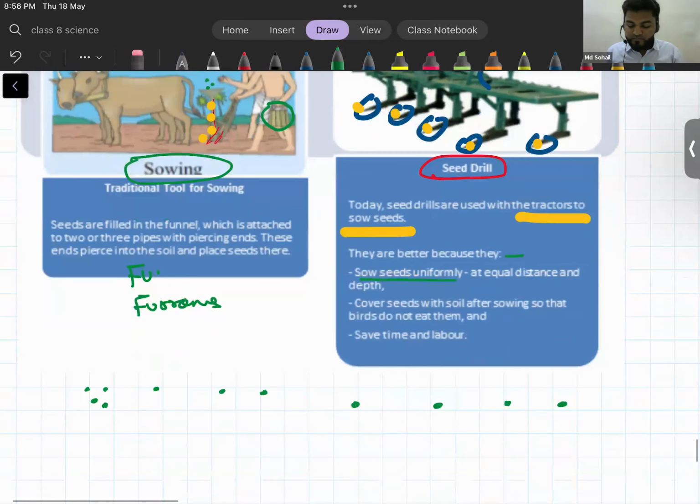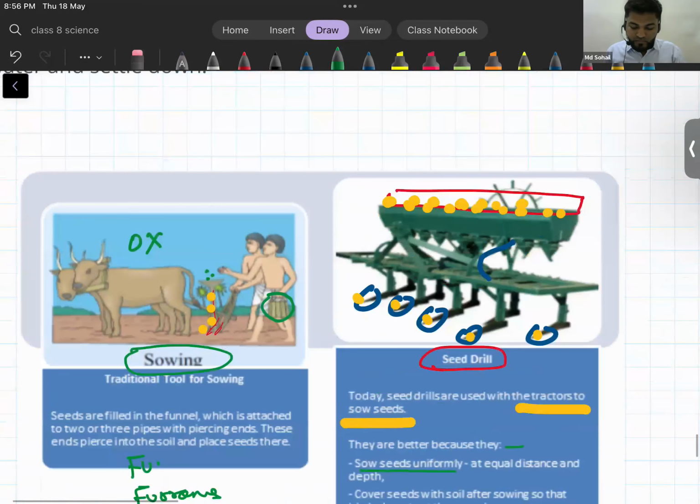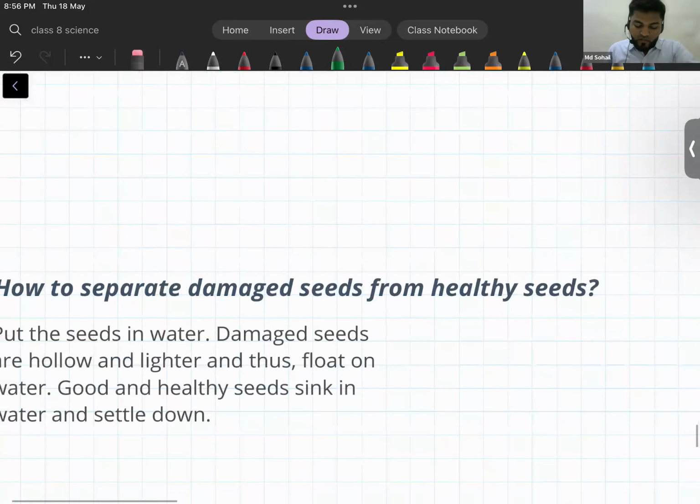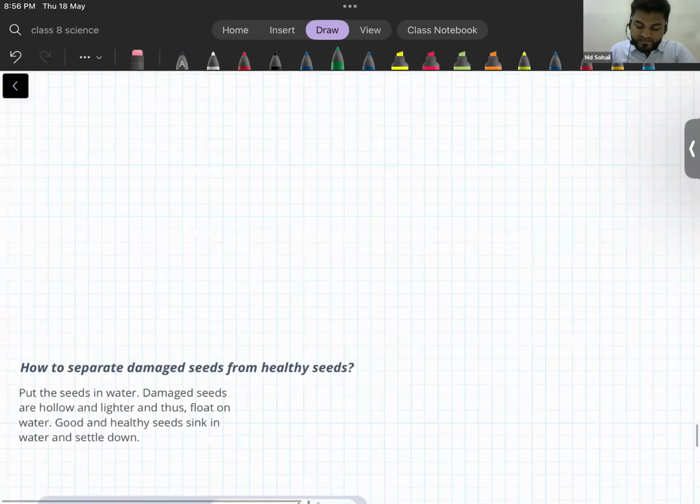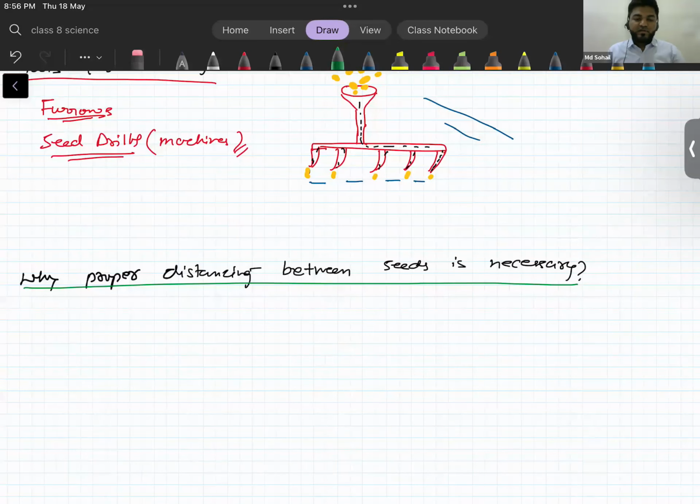Now, one more question is, why is proper distancing between seeds necessary, which we just discussed? With the help of seed drills, we can plant the seeds at equal distance. Why is this equal distance so important here? Think of the answer. Because the plant will grow big. Okay, be specific in your answer, Ahmed.